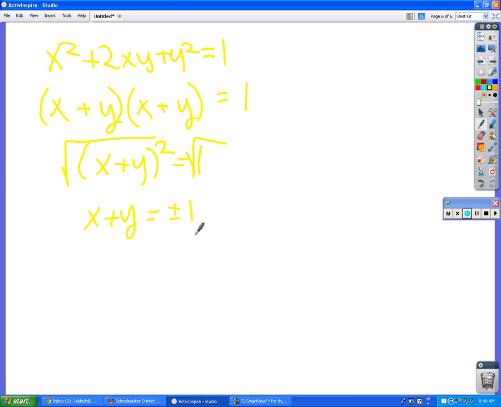The last step is just to subtract x from both sides. So those cancel, and I get y equals, I'm going to put the x in front because that's what we're used to, negative x plus or minus 1. So in order to graph this, we're actually going to have to make two different functions. One is y equals negative x plus 1, and the other one is y equals negative x minus 1. So should we take a look at those graphs?